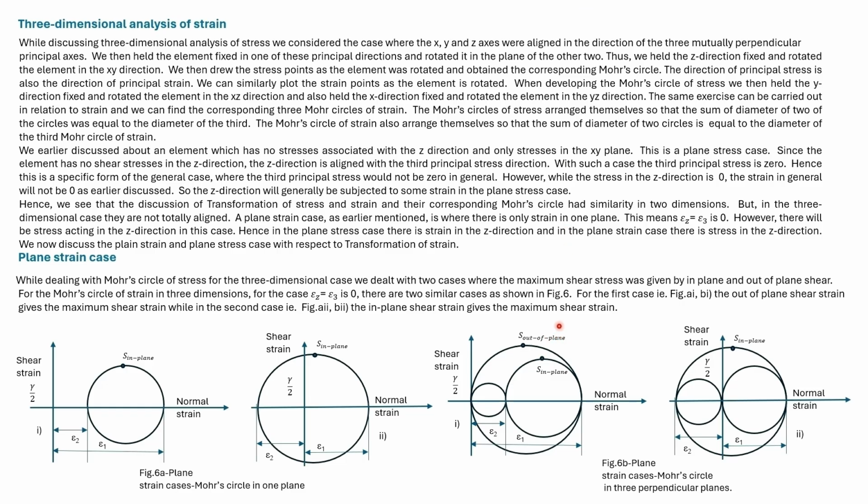The absolute maximum shear strain is given by the maximum out-of-plane shear strain. For this case, the arrangement of the Mohr circle will be as shown in figure B2. For this case, the maximum in-plane shear strain gives the absolute maximum shear strain.